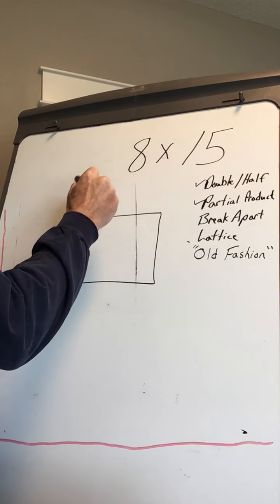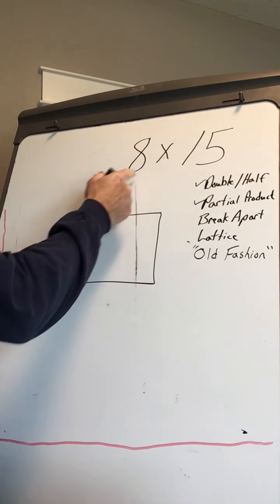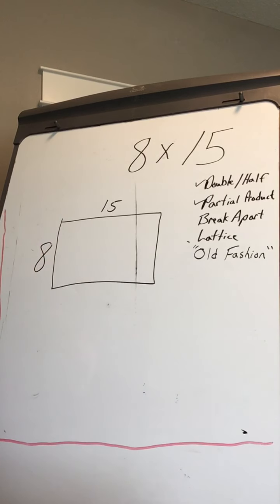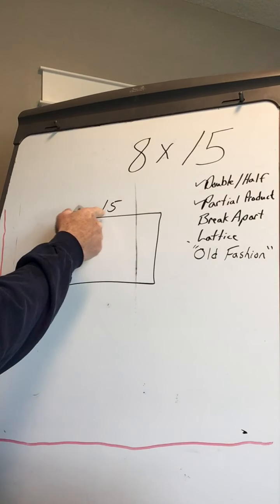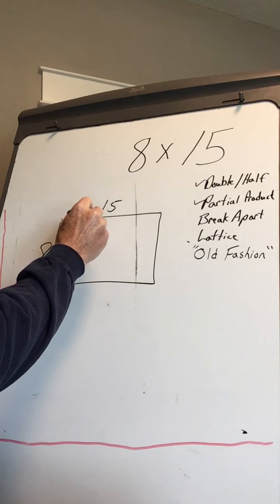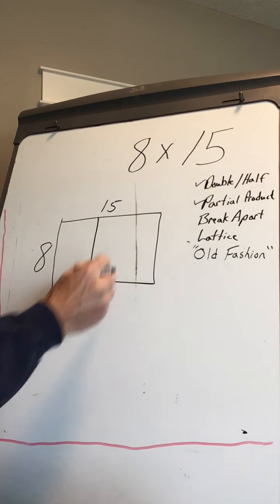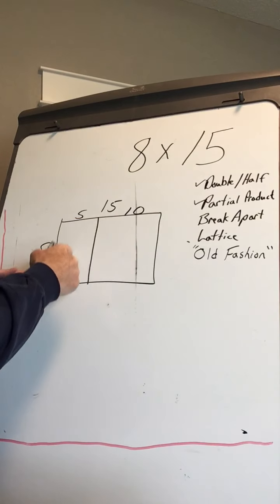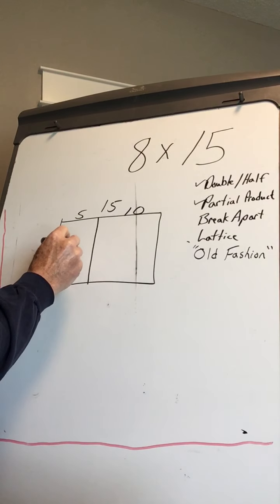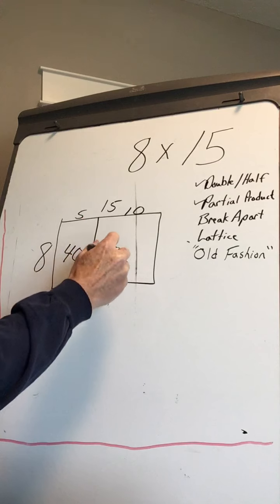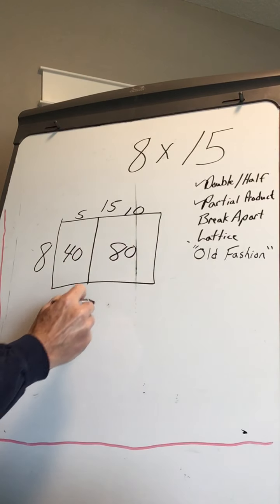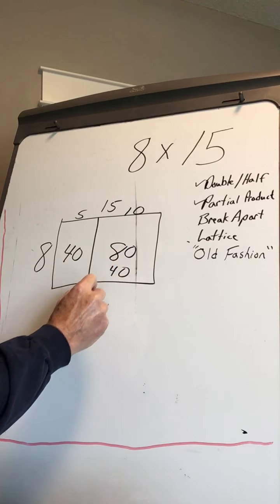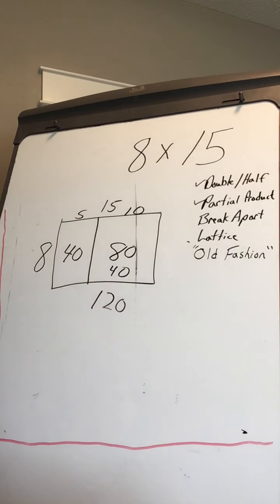The bigger or longer side would be 15. The smaller side would be the 8. And I'm going to break this 15 into something that looks proportionately right, which would be a 10 and a 5, and then do the grid. 8 times 5, 8 times 10. Add those two together, and you get the 120 product.